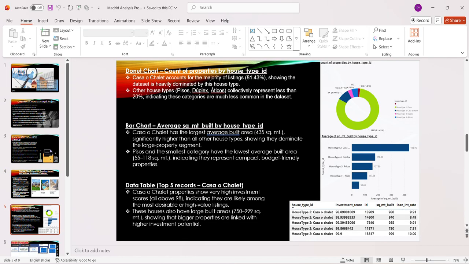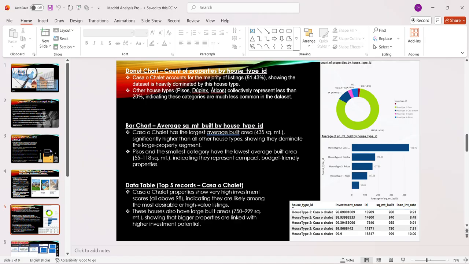Let's have the explanation of the chart. Look at the donut chart. The Casa or Chalet accounts for the majority of listings, which is 81%, showing the data set is heavily dominated by this house type. Other house types like Pisos, Duplex, Áticos collectively represent less than 20%, indicating these categories are much less common in this dataset.